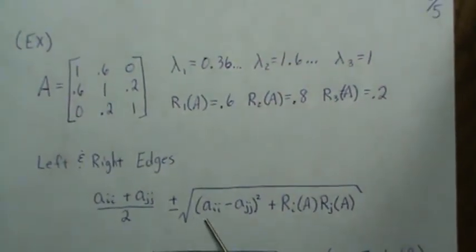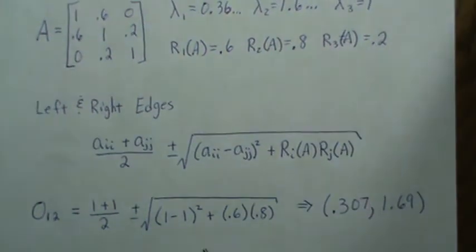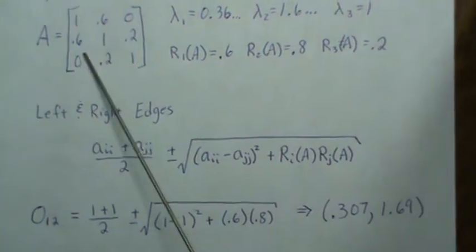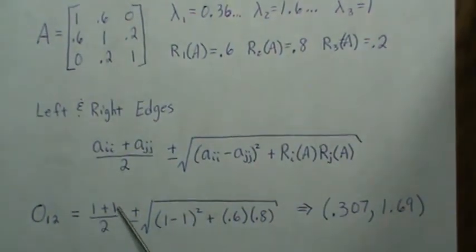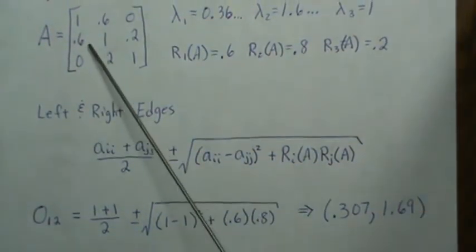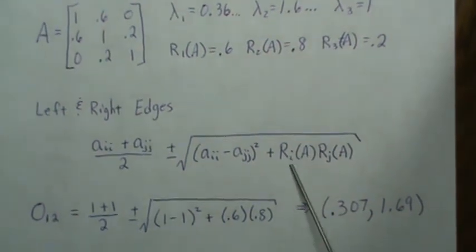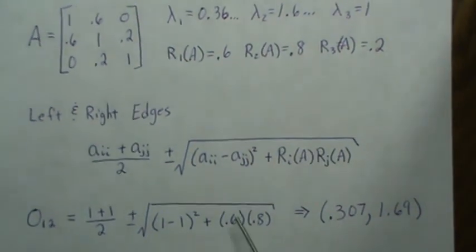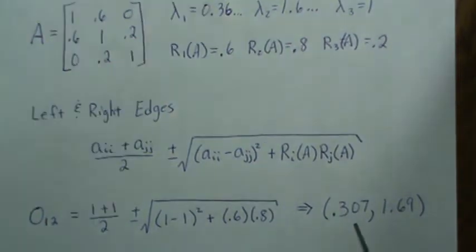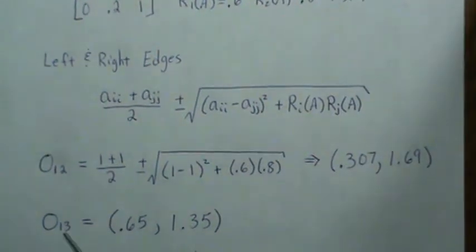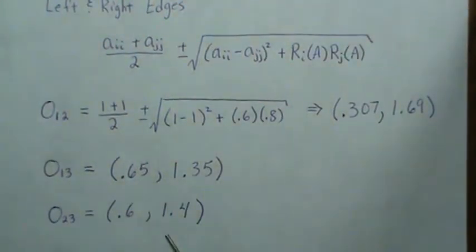Now, let's find the ovals for this matrix. Oval 1, 2 deals with the first row and the second row. The diagonal elements are 1 and 1, and the row sum of 1 is 0.6. The row sum of 2 is 0.8. Now, if you crunch these numbers, we get an interval of 0.307 to 1.69. Then if we do the same with 1 and 3, we come up with this interval. 2 and 3, we come up with this interval.